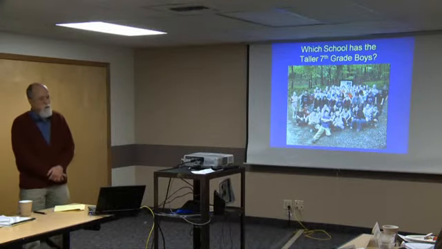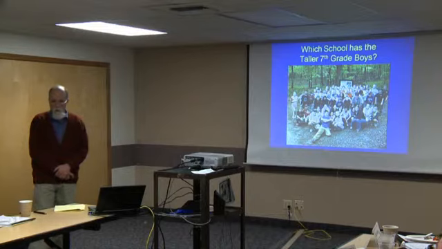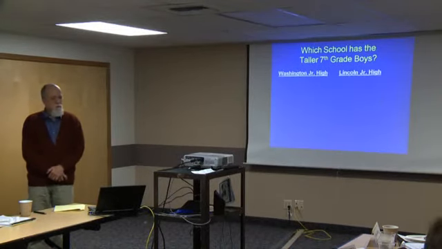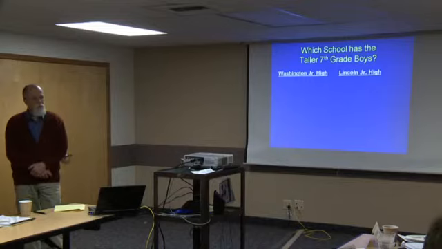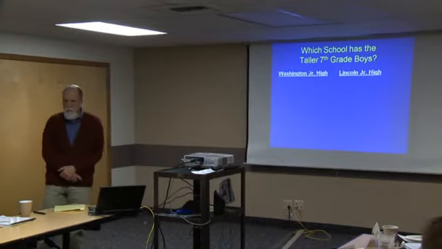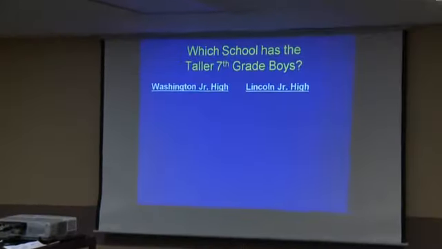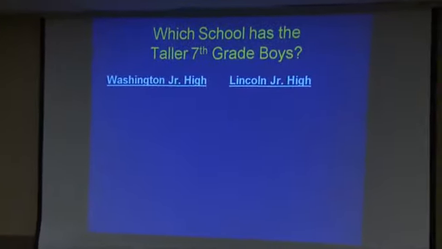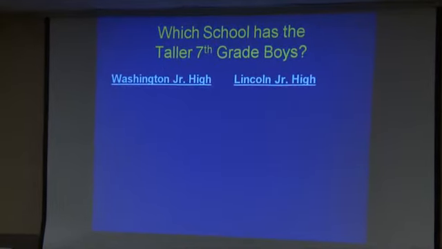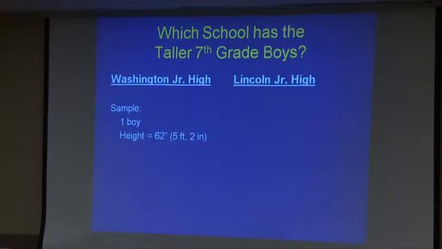So let's start with this question of which school has the taller 7th grade boys. I put this talk together a couple of weeks ago. It was close to President's Day, so I figured Washington Junior High and Lincoln Junior High would be good schools to look at. So we're trying to figure out whether Washington or Lincoln Junior High has the taller 7th grade boys. So we go to do our study one day, and we go to the cafeteria at Washington Junior High, and the first 7th grade boy that comes out, we measure, and we get his consent and everything, IRB and all that. And then we measure him, and we find that he is 62 inches tall, 5 feet 2 inches.